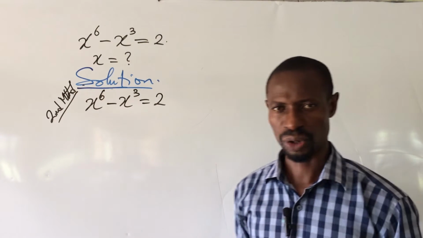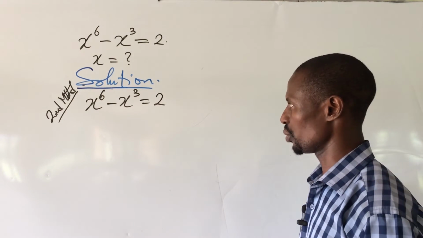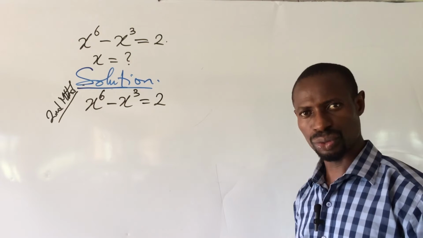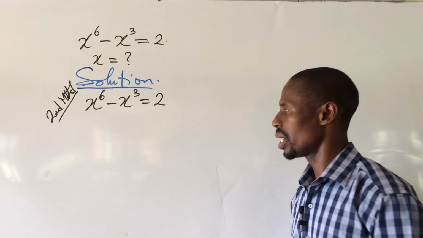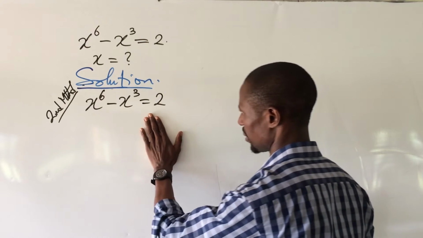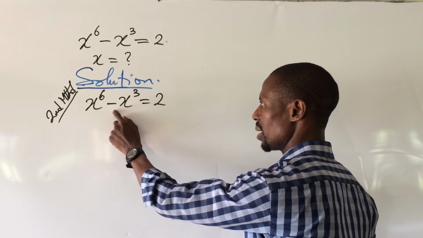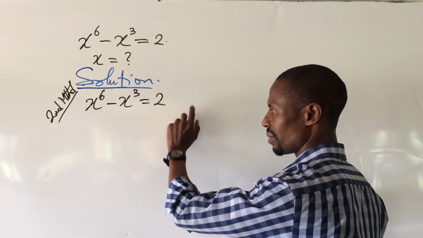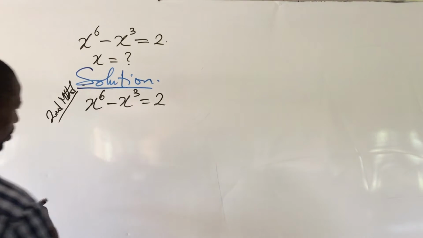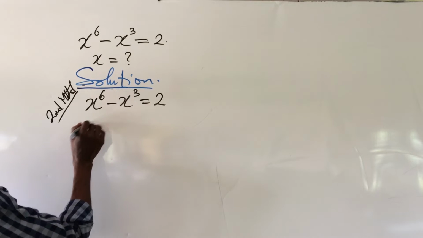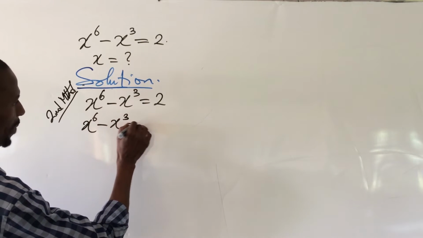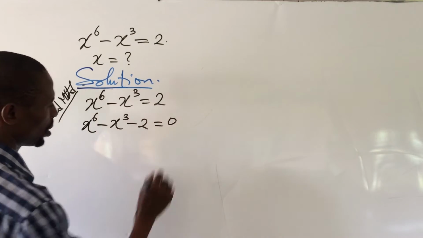Okay, and so let's go over to the second method. Now, in this second method, there's a manipulation we're going to do here that will enable us to get the 6 roots outright. Now, if you look at this, I want to rewrite this equation again by bringing this 2 on the right hand side to the left hand side. And so this is going to give us x to the power of 6 minus x to the power of 3 minus 2 equal to 0.